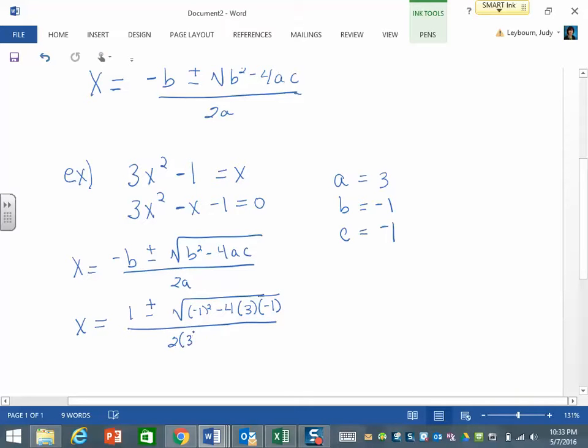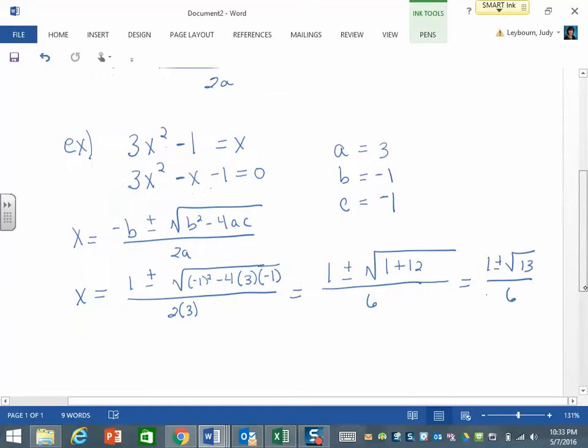a, which is 3. We can simplify this to 1 plus or minus the square root of 1 plus 12, all divided by 6. And that would simplify to 1 plus or minus the square root of 13 all over 6. Leaving it in this form, we have our exact answers. One of them would be 1 plus radical 13, all divided by 6, and the other one would be 1 minus radical 13, all divided by 6.